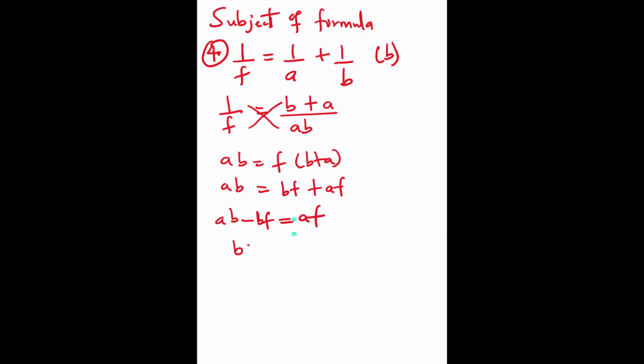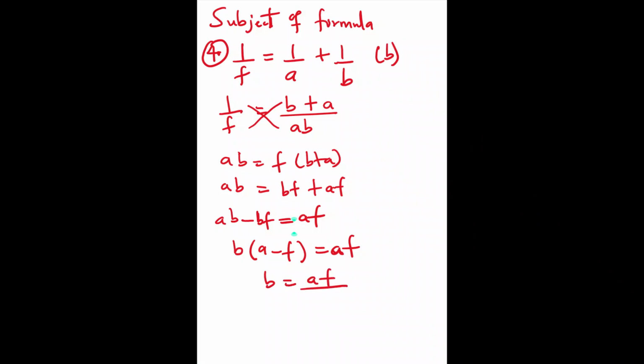Okay, so b is the common term. So if we factor out b, that will be a. Bf divided by b will be f. Sorry, I said it wrong. It should be ab divided by b, not b divided by ab. So that would be b into a minus f equals af.